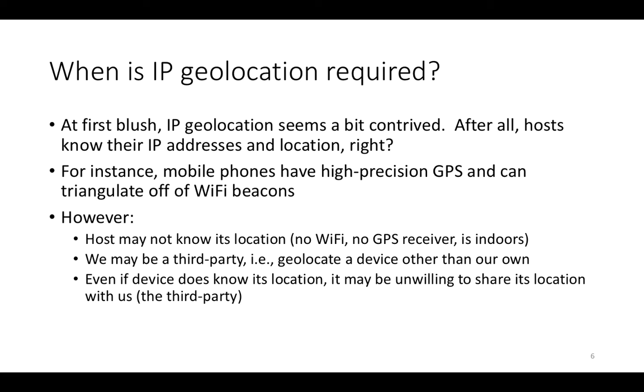However, a host may not actually know its location. For instance, I may not have GPS signal, there may be no Wi-Fi, or perhaps I'm indoors. Further, perhaps I simply have a desktop machine that has none of these different ways of doing geolocation. But more importantly, we may be a third party. So we may not actually be the host that we're trying to IP geolocate. So we're trying to geolocate a device other than our own. Even if a device does know its location, if we're a third party, it's probably unwilling to share its location with us unless we have a trusted relationship.